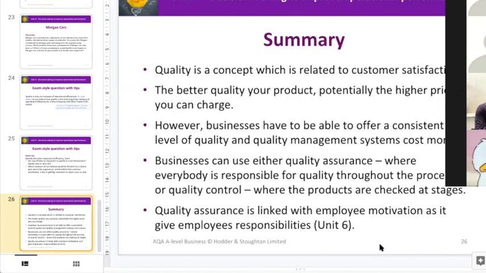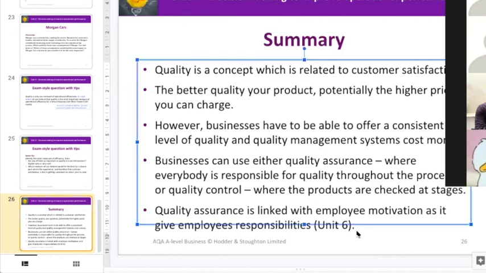Quality management systems cost money. Business can use either quality assurance, where everybody is responsible for quality throughout the process, or quality control, where the process is checked at stages. Okay, last thing, quality assurance is also relevant to employee motivation, which is in the HR section, the last chapter we have. So we'll talk about that later.